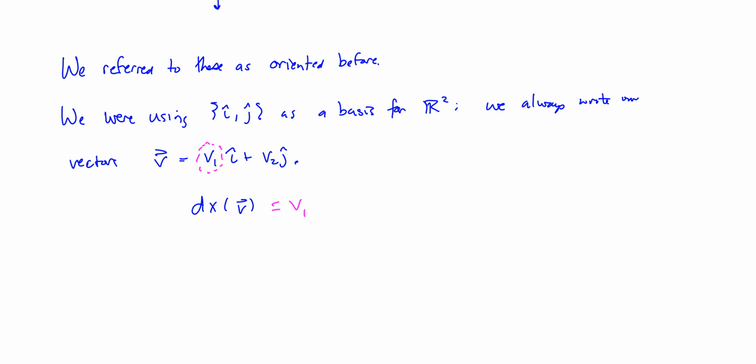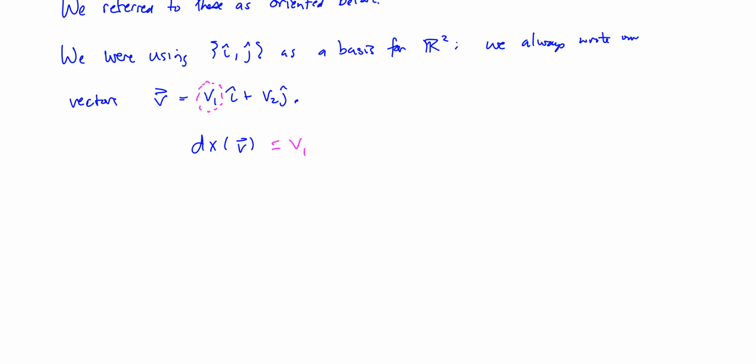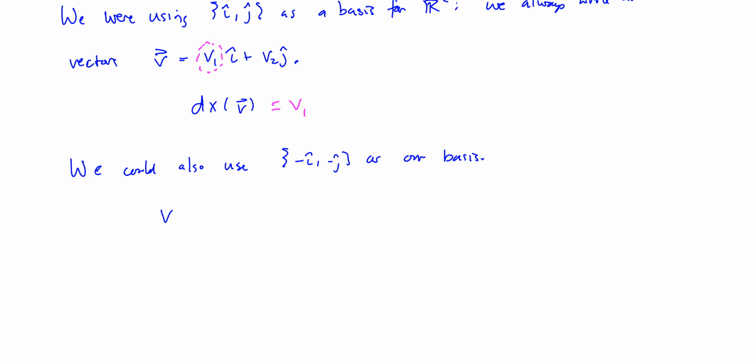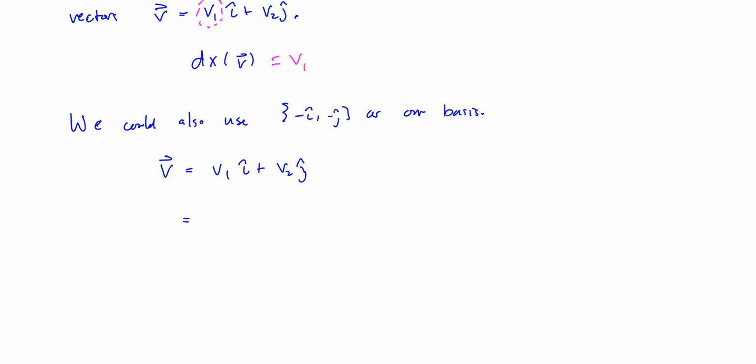So what we're doing is, when we say this is oriented, we're saying we're picking a preferred basis we're going to use to define these differential forms. So for instance, we wouldn't have to choose i and j as our basis. We could also use infinitely many other bases, but a really obvious one is to use, say, minus i and minus j as our basis. And so what would that look like? Well, if I have v is v1 i plus v2 j, if I write it in terms of this new basis, this would be minus v1 times minus i plus minus v2 times minus j.